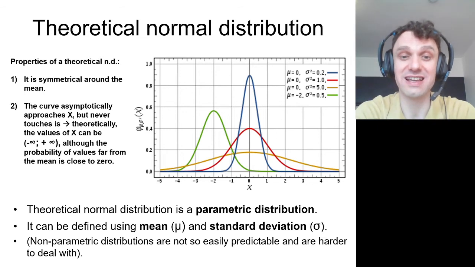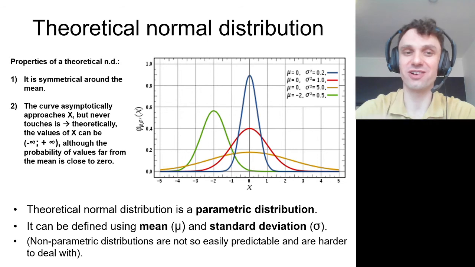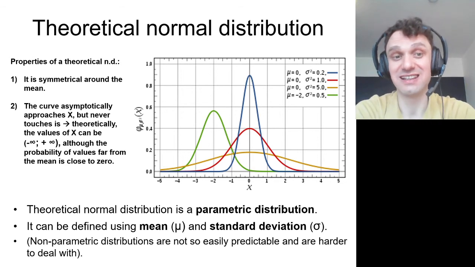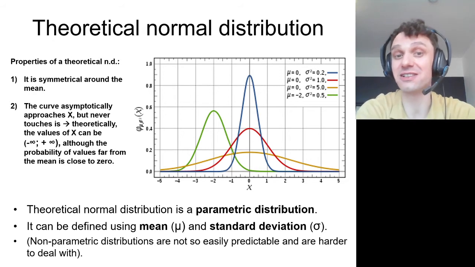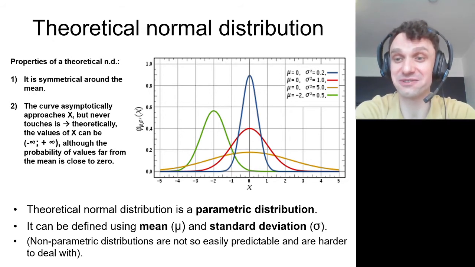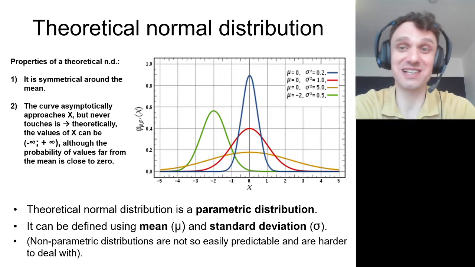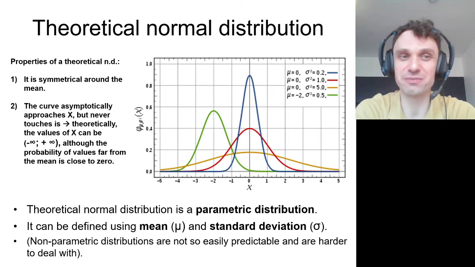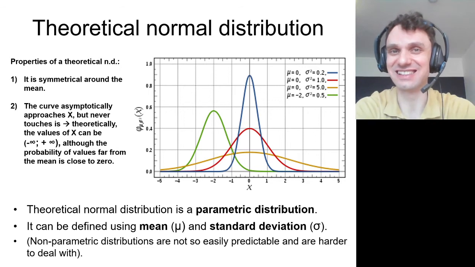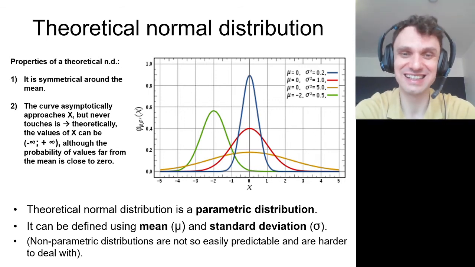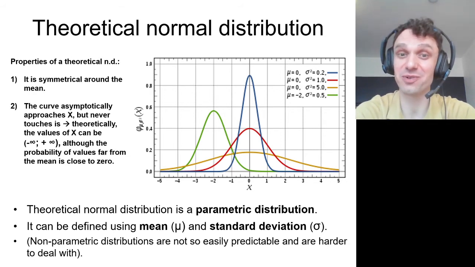And the second property is that this curve asymptotically approaches the horizontal axis but never touches it. So theoretically, it is possible to encounter even very extreme values. For example, if you are measuring the height of people on Earth, theoretically, it is possible to have a person with a height of 5 meters, even though this probability will be so small that you will never encounter it in the years that the universe exists. But mathematically, this probability is not quite 0. It's very, very small, but it's not 0.